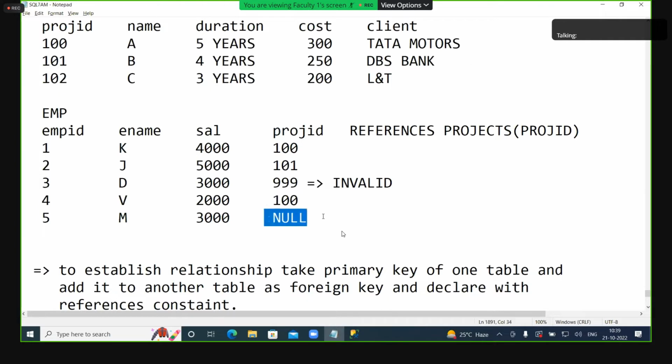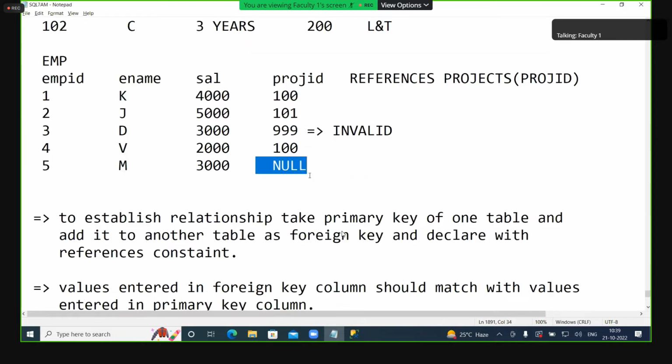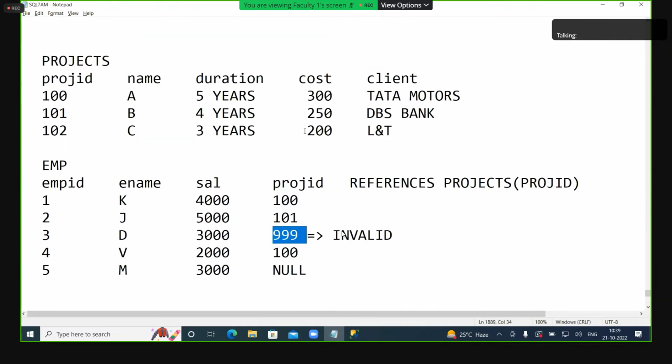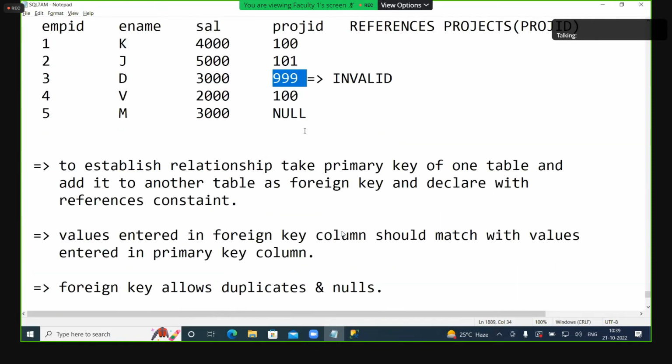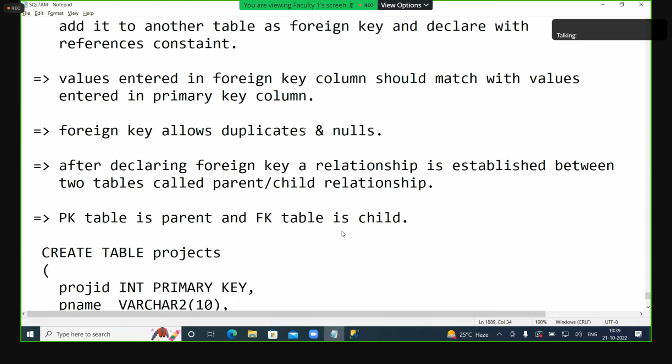Null is accepted. So what does a foreign key allow? Duplicates, and a foreign key allows null values. So the only rule is that the foreign key value should match the primary key value. And after declaring a foreign key between the two tables, a relationship is created. What is that relationship called? Parent-child relationship. And who is parent, who is child? The primary key table is parent and the foreign key table is child.